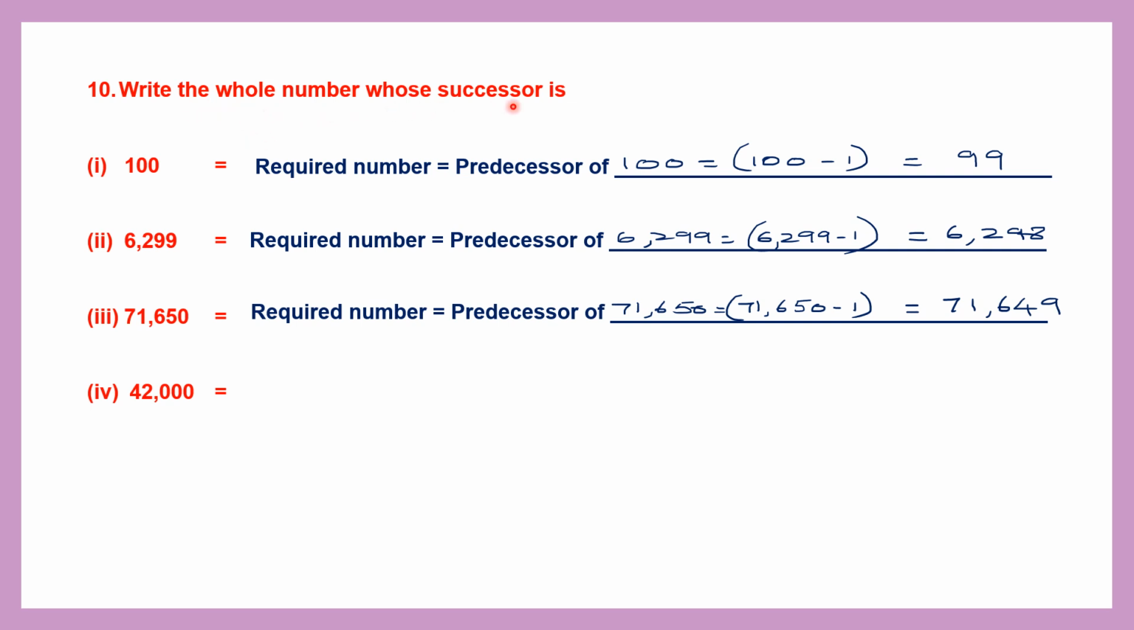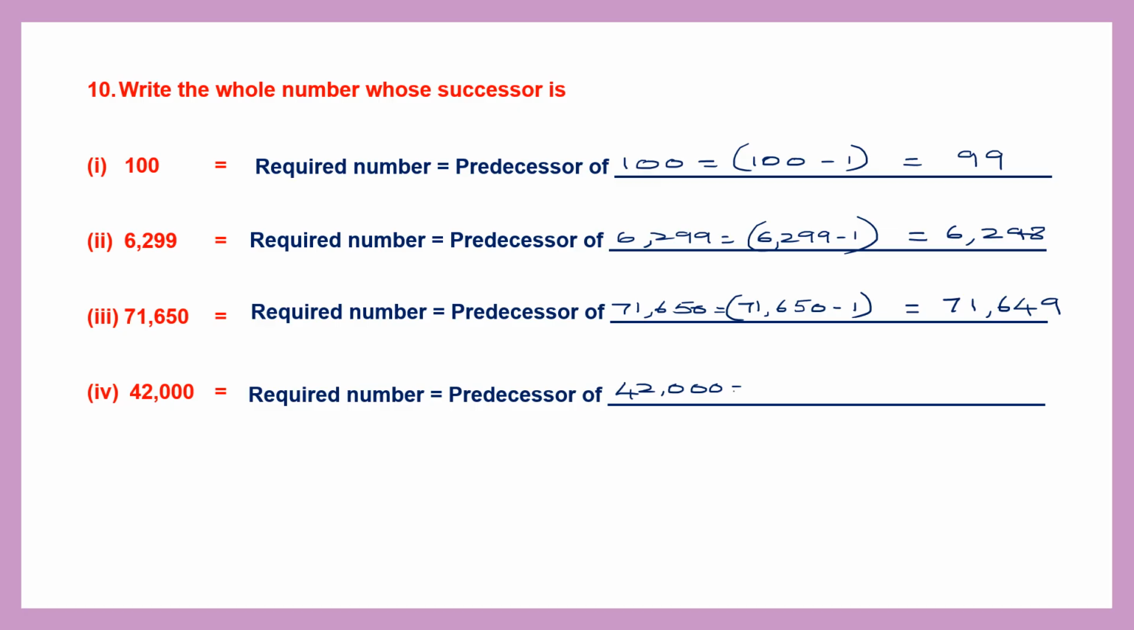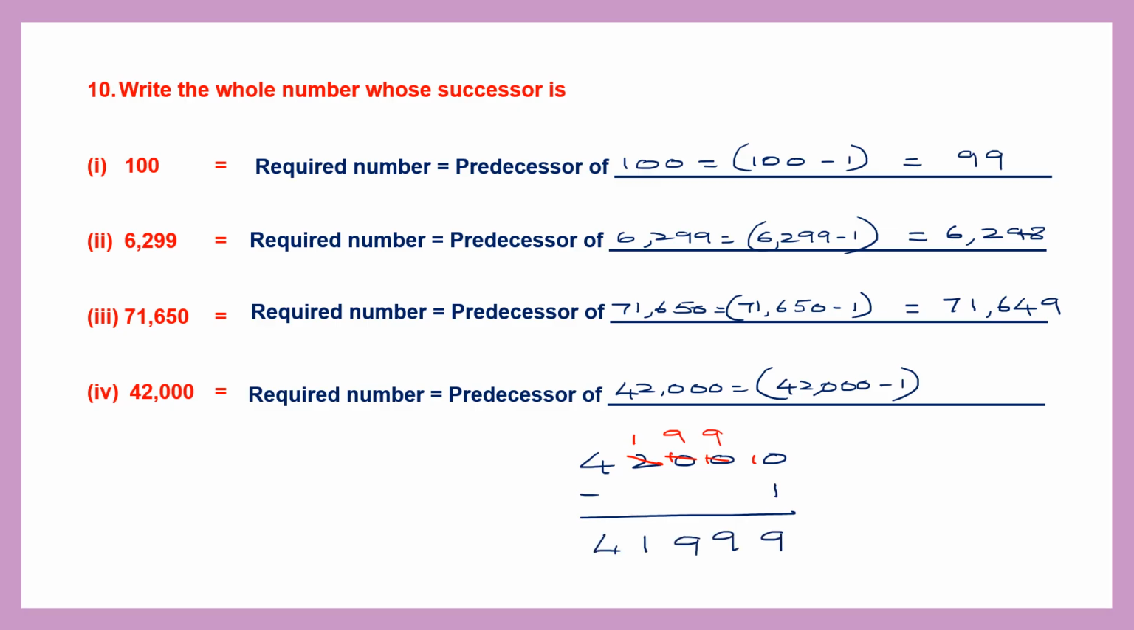Next question, write the whole number whose successor is 42,000. So the required number is the predecessor of 42,000. So the predecessor of 42,000 means 42,000 minus 1. Now here we can do the actual subtraction so that we don't make a mistake. Minus 1. Now borrow from 2. 2 becomes 1. 10, 9, 10, 9 and 10. Now 10 minus 1 is 9. Then we have 9, 9, 1 and 4. So what is our answer? 41,999. Let's write it here. 41,999. This is the number whose successor is 42,000.